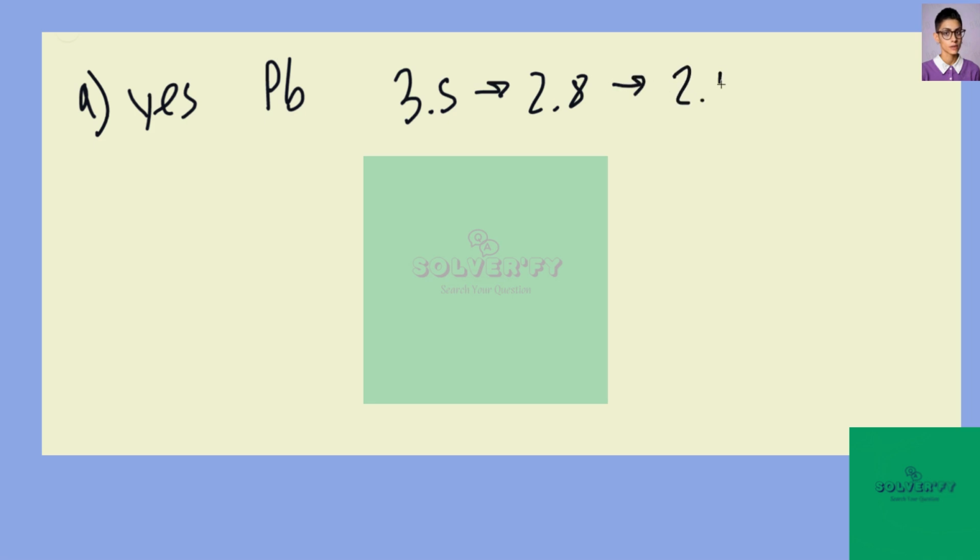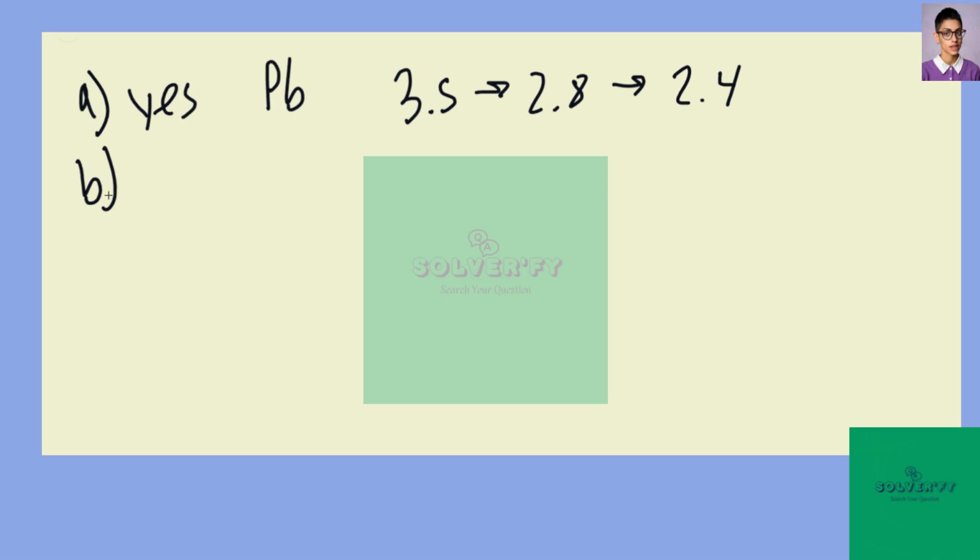So this problem gives us a lot of information and asks us to answer several questions. Letter A says, did the company reduce the amount of lead in its product between March and May? And the answer is yes. The Pb levels went from 3.5 to 2.8 to 2.4, so it was reduced.